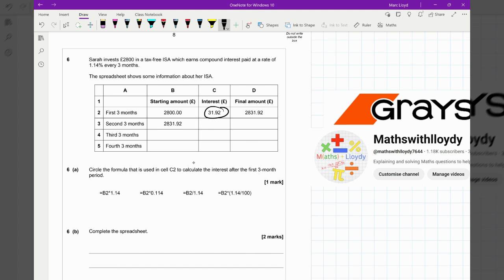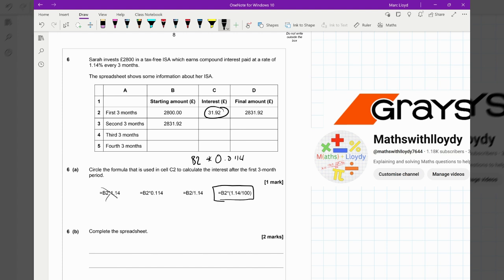So because they've calculated the interest, they've used B2. They've multiplied it by 0.0114. Okay, so this one here looks like a good one.